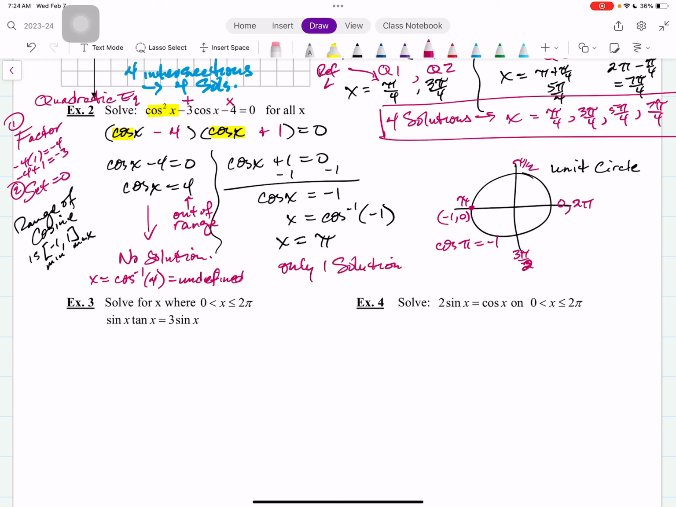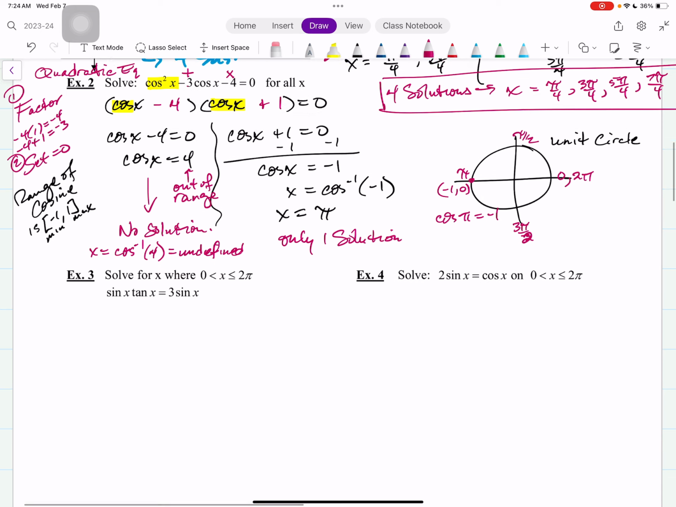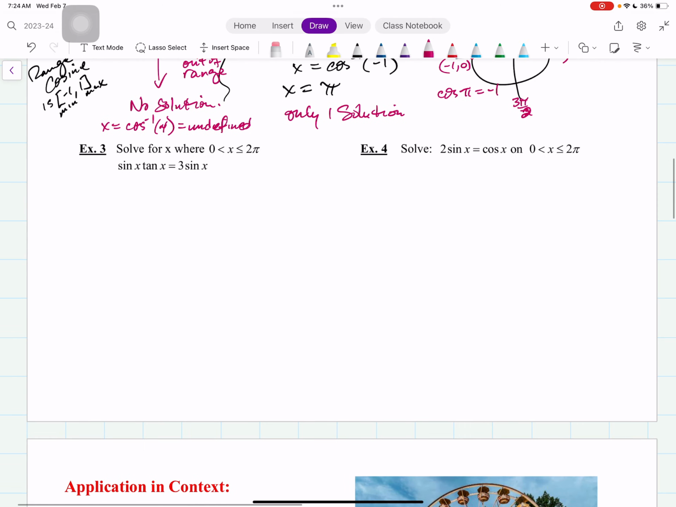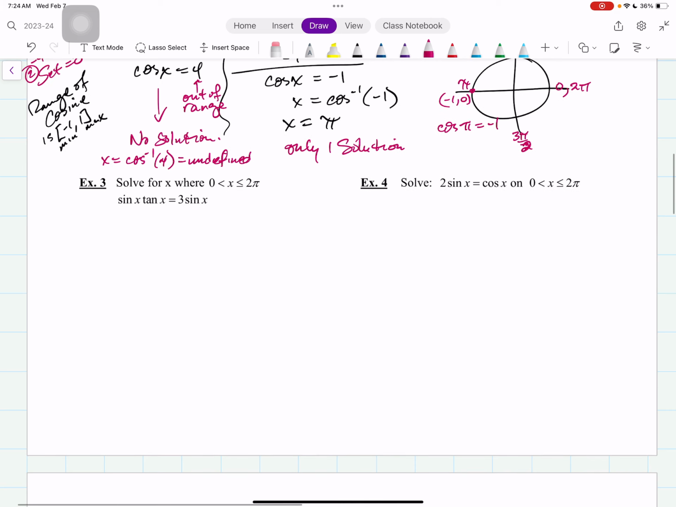Sometimes you get one, sometimes you get two, sometimes you get more. It depends on how the equation is, how it's defined, and what the restrictions are. That's it. Let's do a few more and get some experience here. Then I'm going to pause the video after that. We'll do the application part in part two of the video.